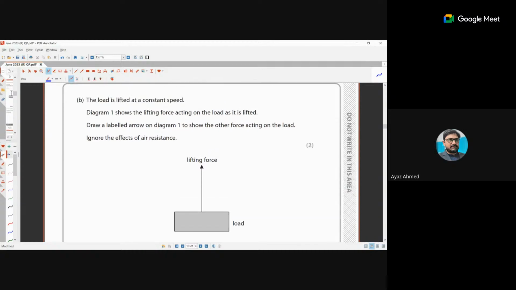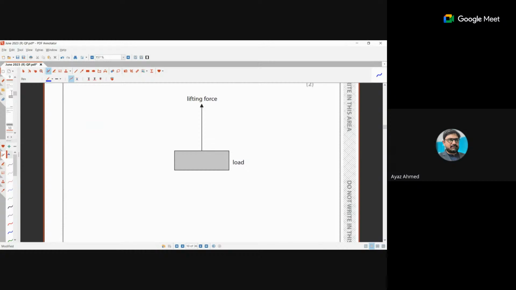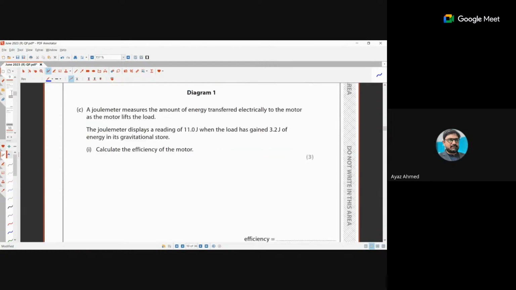Next, the load is lifted at a constant speed. This is very important information, that the load is lifted at a constant speed. The diagram 1 shows lifting force acting upward on the load. Draw labeled arrows on the diagram 1 to show another force that is acting on the load. Ignore the effect of the air resistance. So it's obvious that there will be a weight acting on this object in the downward direction. So if it is moving at a constant speed, your weight will be equal to the lifting force. So these two arrows should be equal in length.